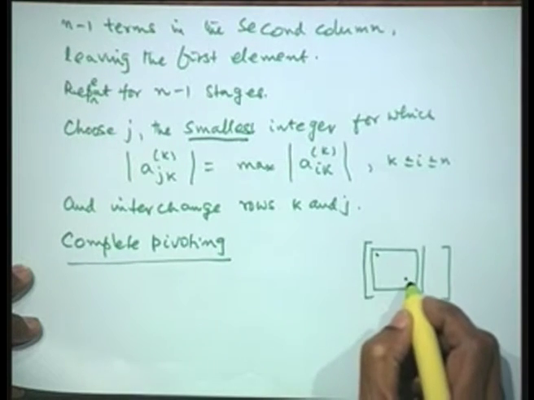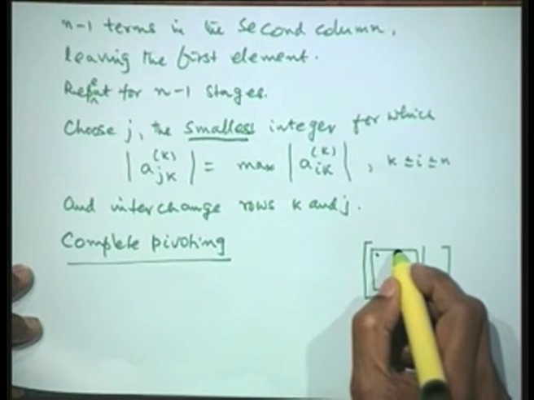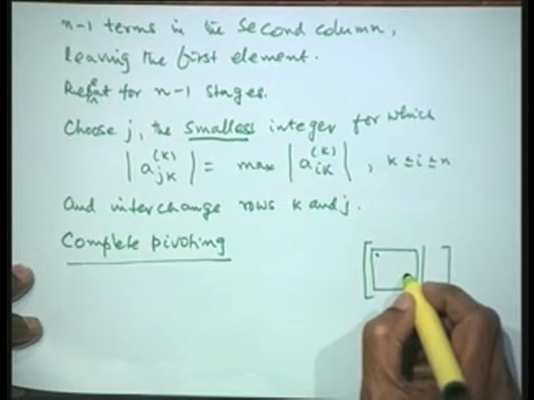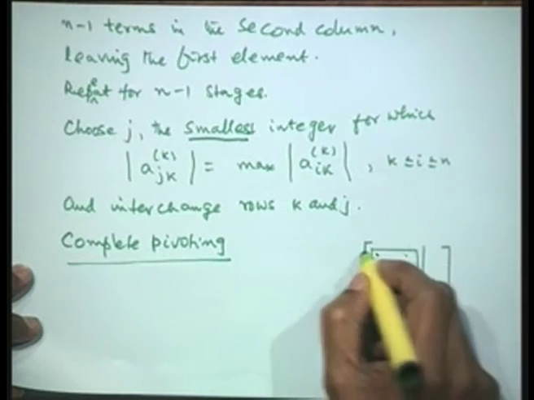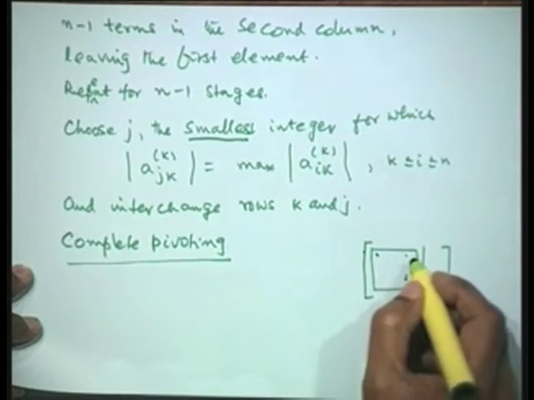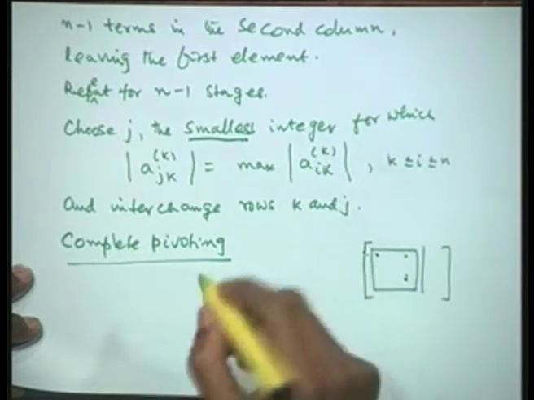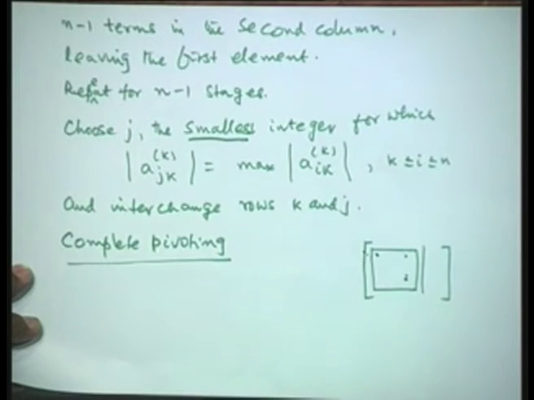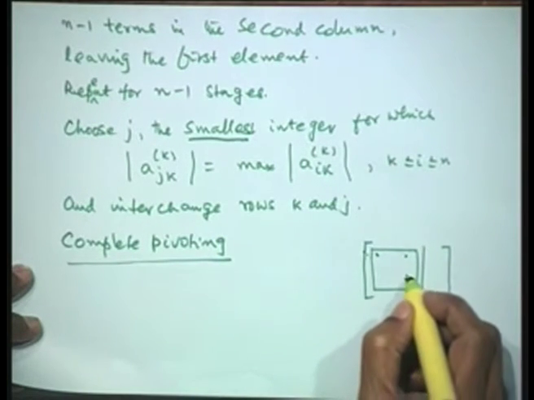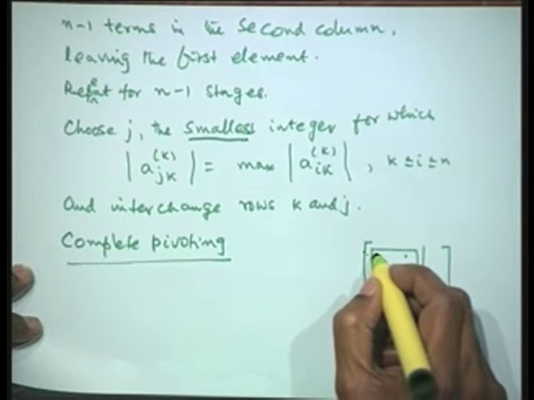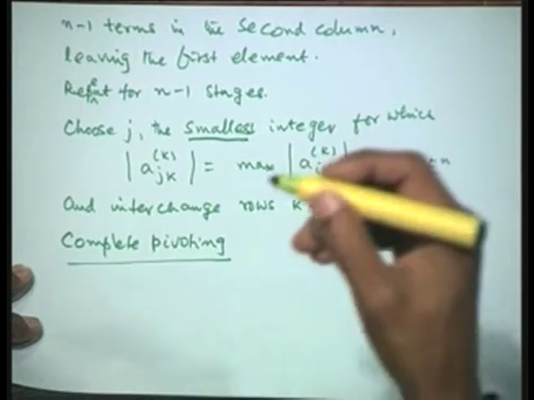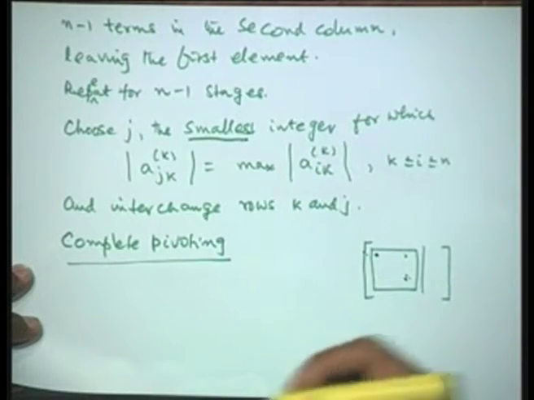That means it requires interchange of equations and interchange of columns. So if you interchange the first row with the kth row, then you also interchange the kth column with the first column, therefore we are interchanging both rows and columns. In other words, we are now shifting the variable xk to the first position. That means it also involves the solution vector, in which we are exchanging x1 with xk also. So it involves both row and column interchanges.